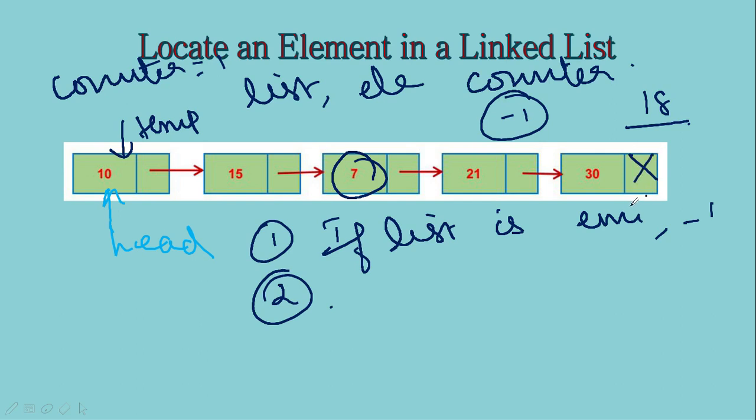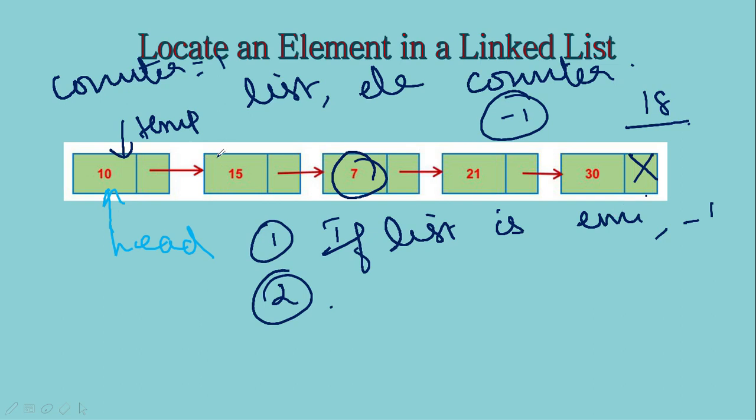What will I be doing? I'll be checking whether the data part of the node pointed by temp is equal to the element I'm searching for. If it is equal to the element, then I can return the counter. Otherwise, I'll be moving temp to the next node, and also incrementing the counter. This is what I'm going to do.